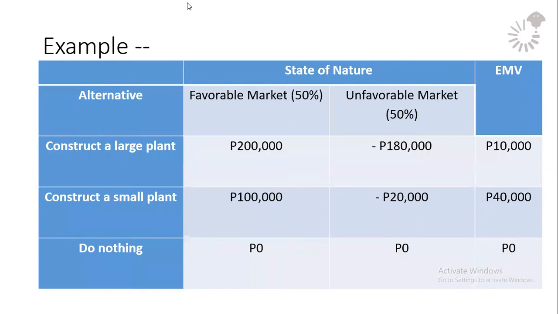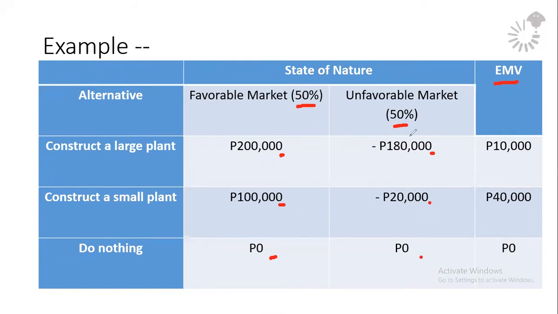The same logic lang. So again, going back to our problem, na-identify natin yung payoff for each combination ng state of nature and alternative. With the given numerical values, kukunan natin yung EMV. Say like, the probabilities, di ba sabi natin, with risk, you have identified probability. So sabihin natin 50%, even probability 50-50.